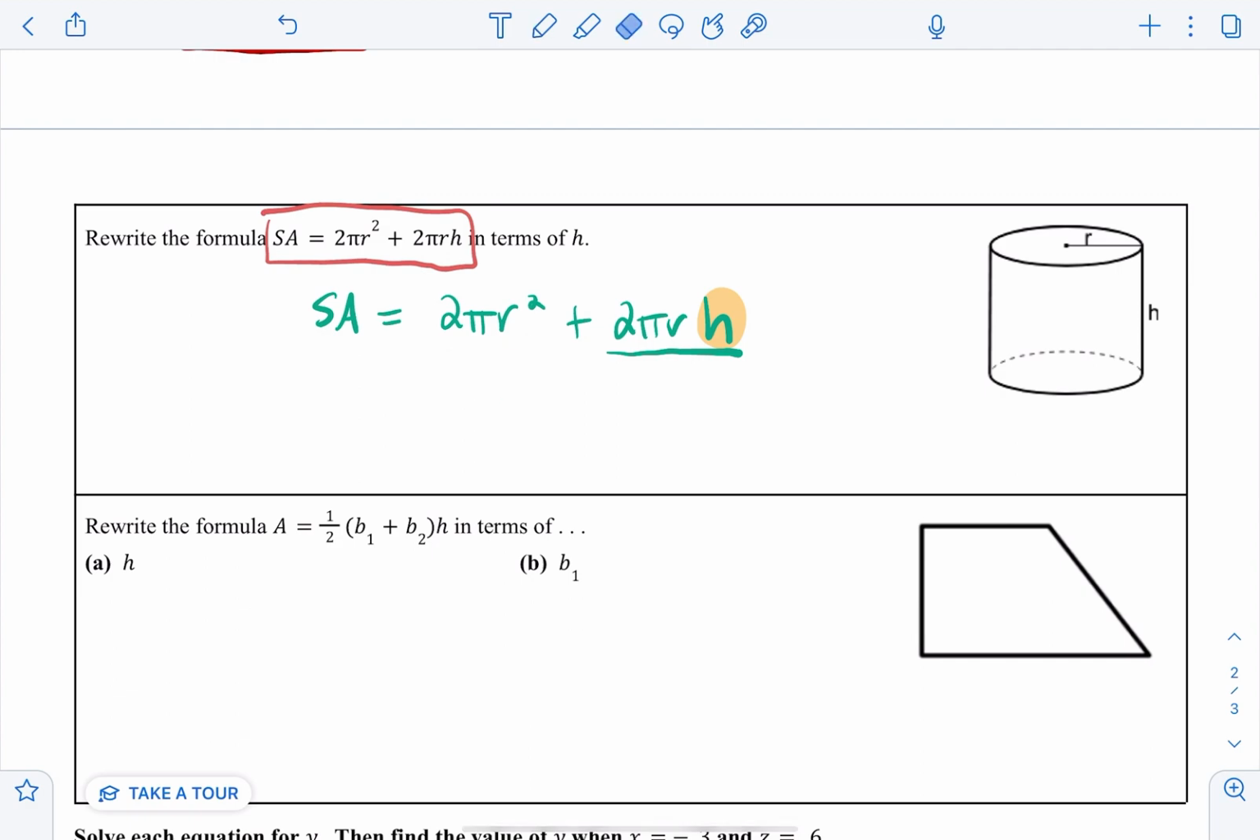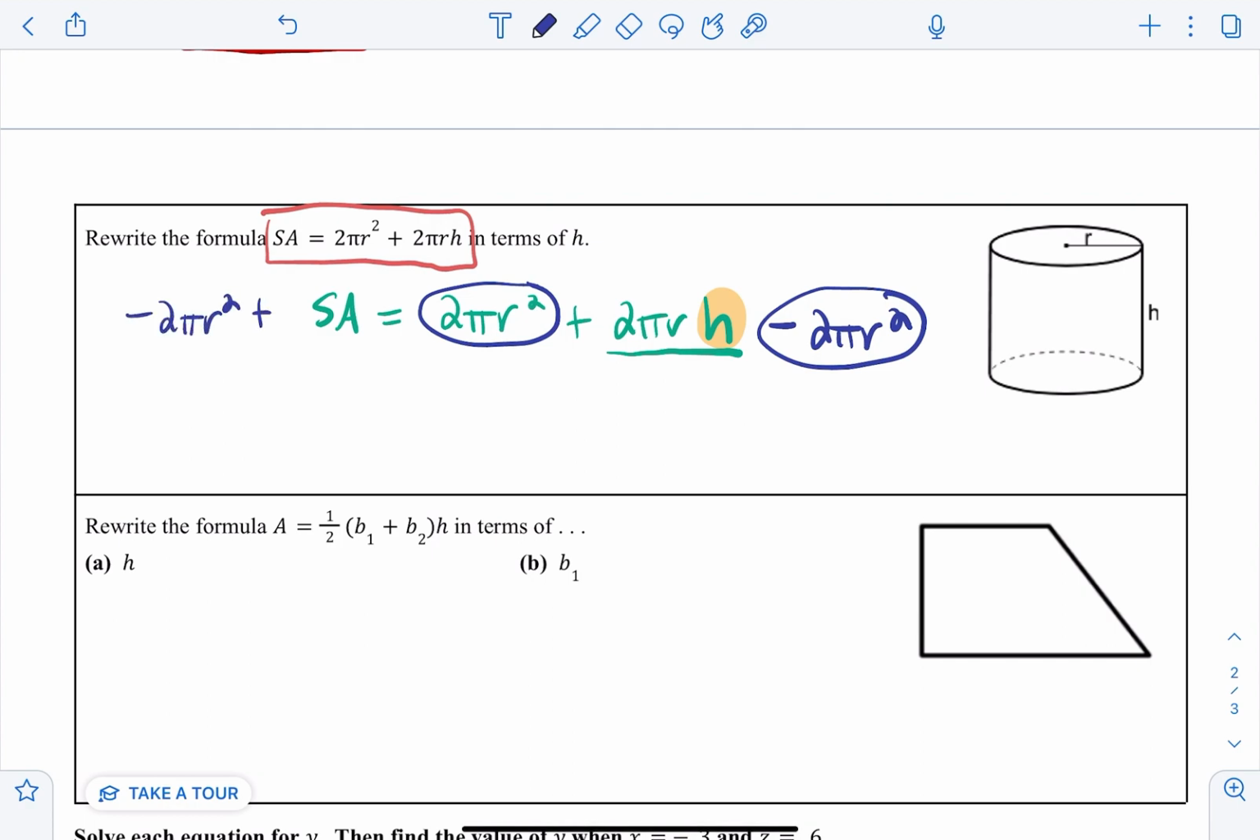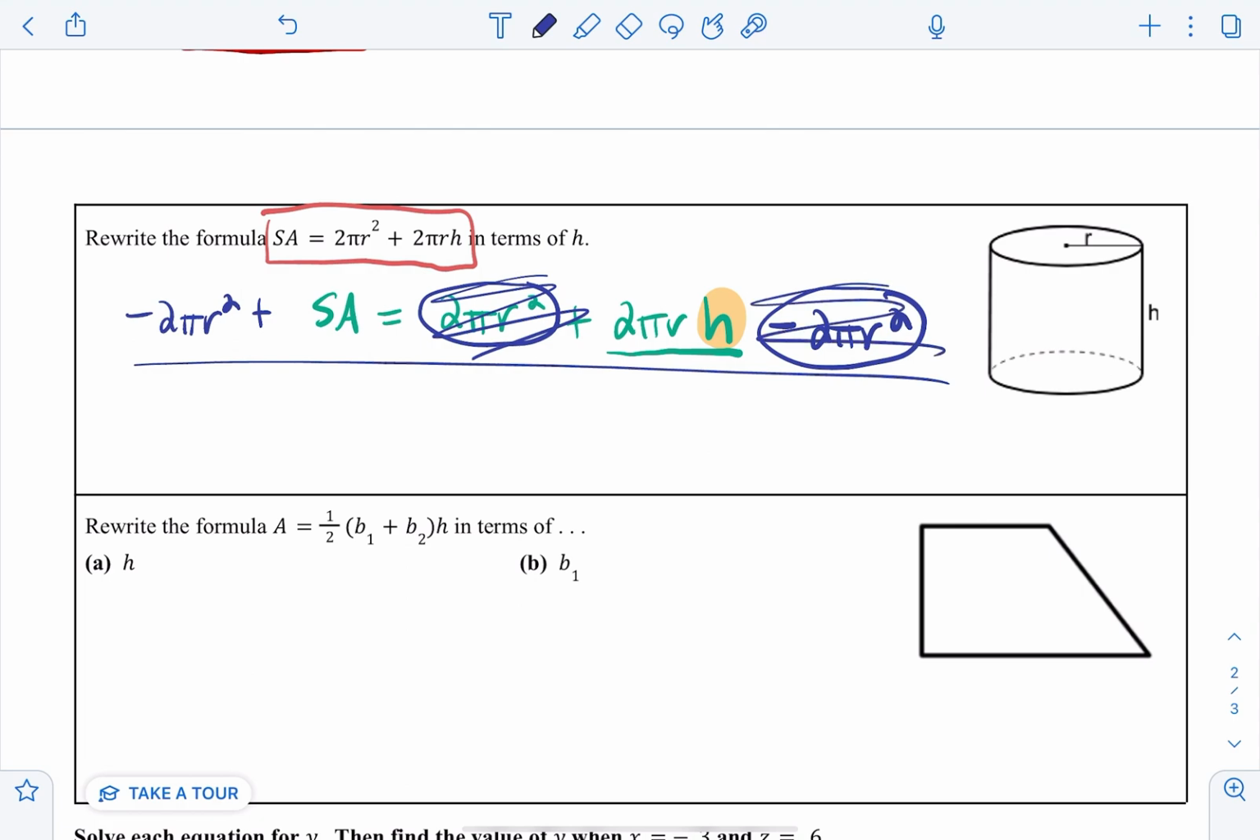And so all that we're really going to do here is subtract the 2 pi r squared, because if you subtract that term and you have that term being added on that same side, they're going to cancel each other out. But then, of course, that means we're going to have to also subtract 2 pi r squared from the other side as well. So that's then going to give us the surface area minus 2 pi r squared is going to be just equal to 2 times pi times r times h.